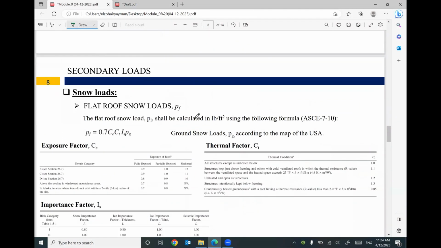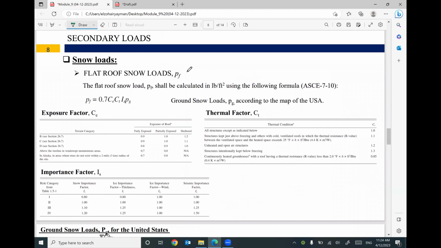Any question? If you have any question at any time, let me know. For snow load, everything is the same, no change. For snow load, we have two cases. If you have a flat roof, means something flat like this, without a slope, then the weight or the load of the snow equals this expression.